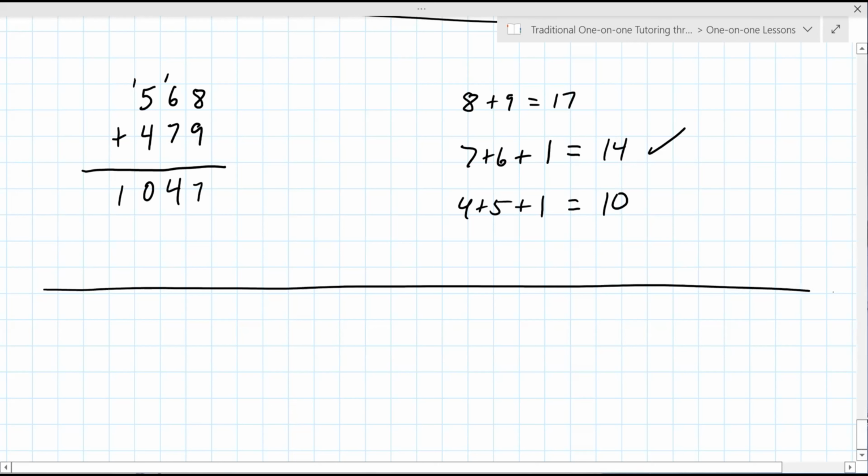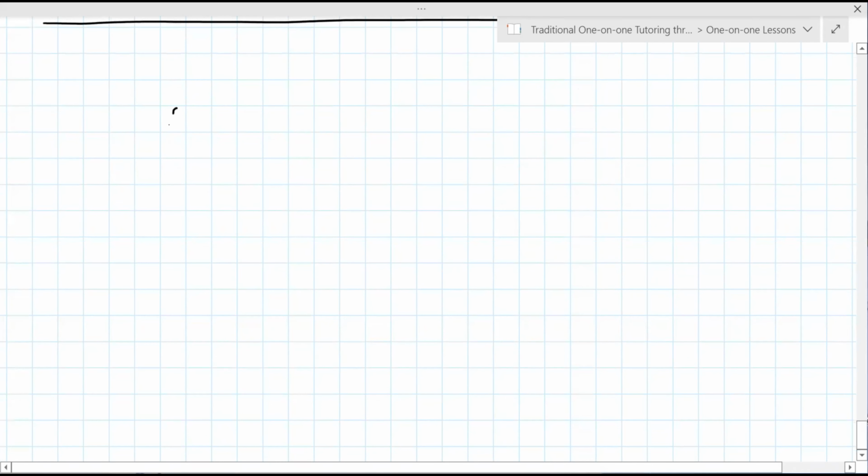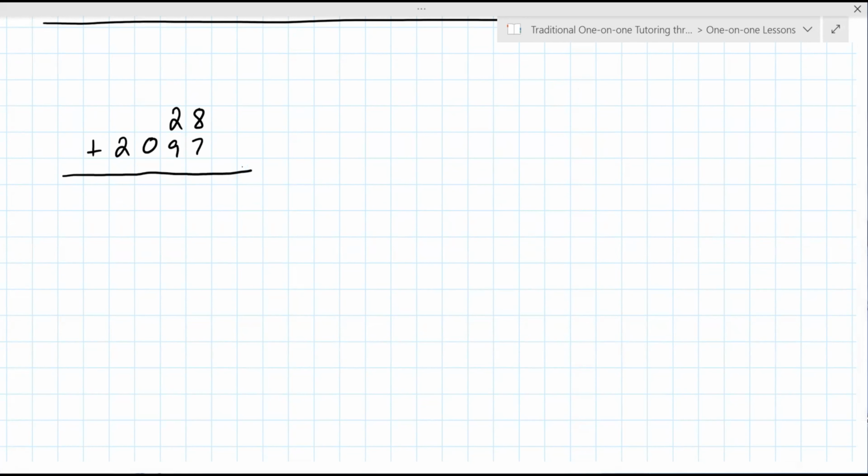Let's try another one here. Let's go 28 plus 2097. Let's add these together. Go ahead and give that one a try, please. Okay. So 7 plus 8 is 15. And then the carry of 1 goes right on top of the 2. And then 5 goes down to 7.